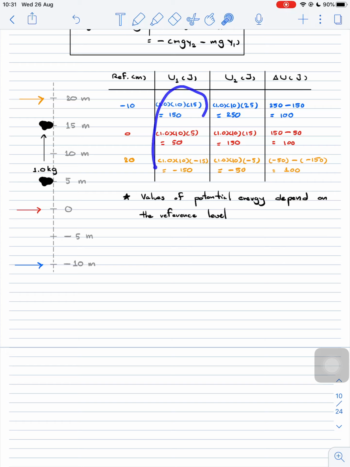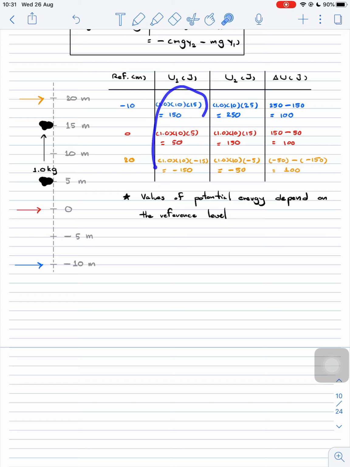Then the last one is delta U, the change in the potential energy, which doesn't depend on the reference level. You can see that even though we change the reference level, we still get delta U to be 100 joules here. So it means that delta U doesn't depend on the reference level.